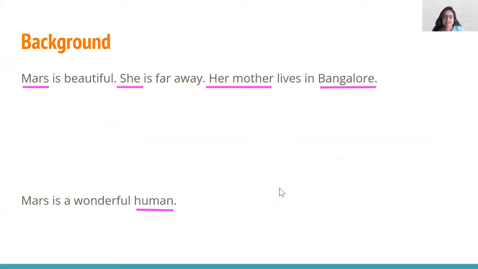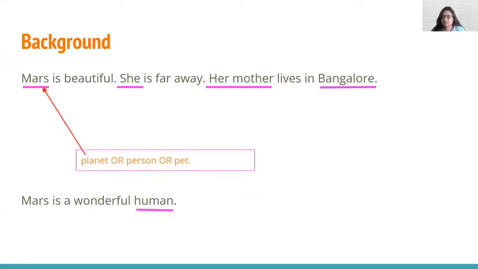Let's look at this example. Let's say we have this sentence that an RNN is trying to understand. Mars is beautiful. She is far away. Her mother lives in Bangalore. Now Mars here could be a planet or a person or a pet. Just the first sentence doesn't give you enough information about it or the context of it.